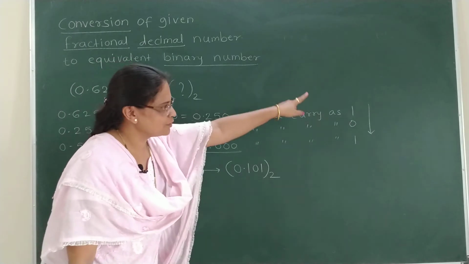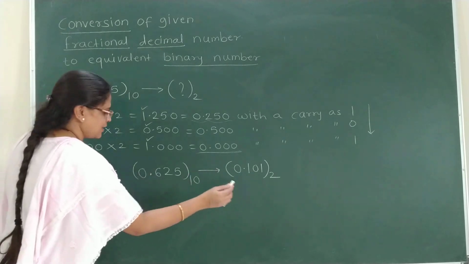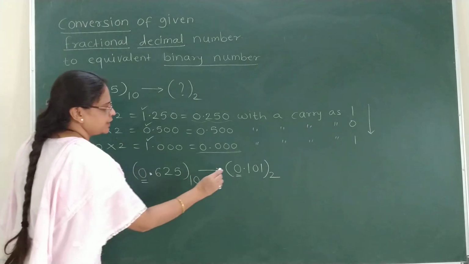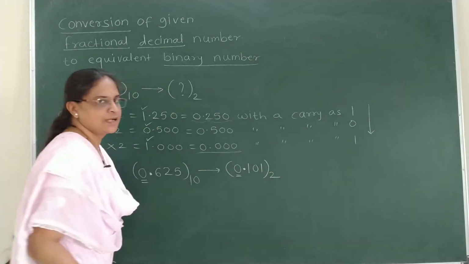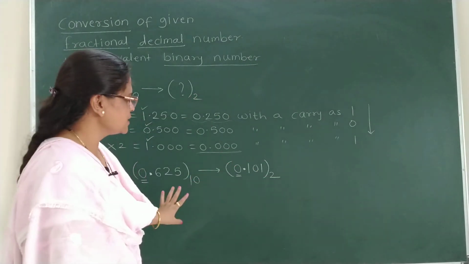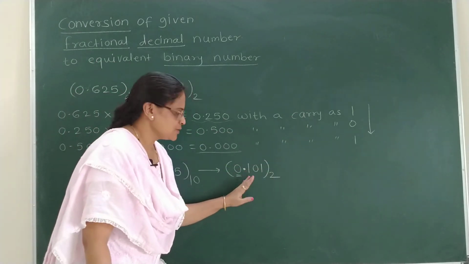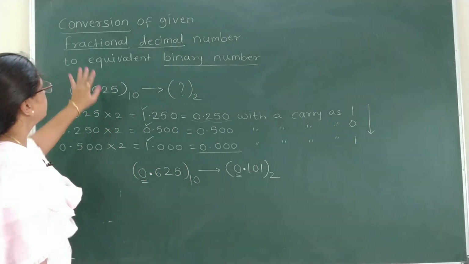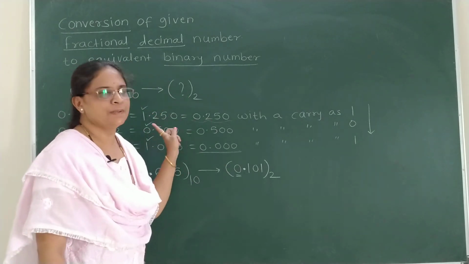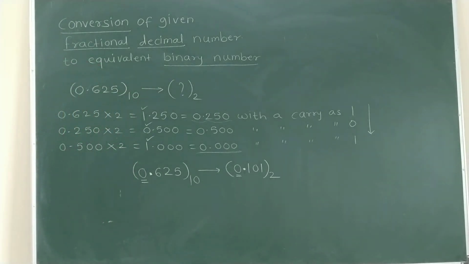So how to write the answer? Top to bottom. 0.625 to the base 10 is equivalent to decimal 0, binary 0. Decimal point, binary point. Then you can write the answer top to bottom, that is forward order. In this way, 1, 0, 1, three digits are written after this binary point. So this shows how a fractional decimal number can be converted into its equivalent binary number by using the multiply by 2 method. Let's try another example as a mixed decimal number.